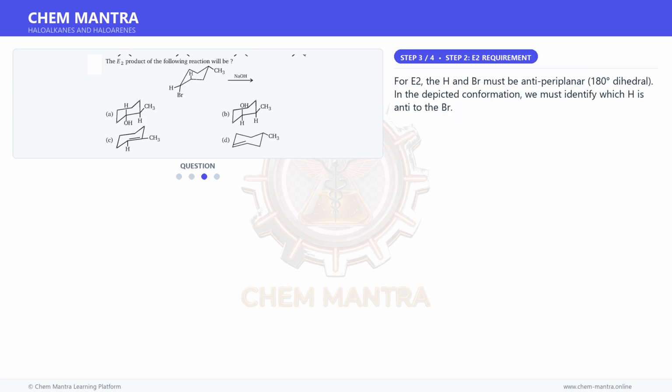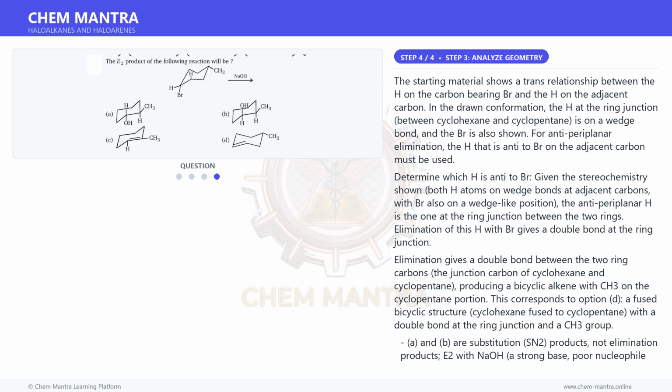Moving on to the next step. For E2, the H and Br must be anti-periplanar, 180 degrees dihedral. In the depicted conformation, we must identify which H is anti to the Br. And for the final step, the starting material shows a trans relationship between the H on the carbon bearing Br and the H on the adjacent carbon. In the drawn conformation, the H at the ring junction between cyclohexane and cyclopentane is on a wedge bond, and the Br is also shown.